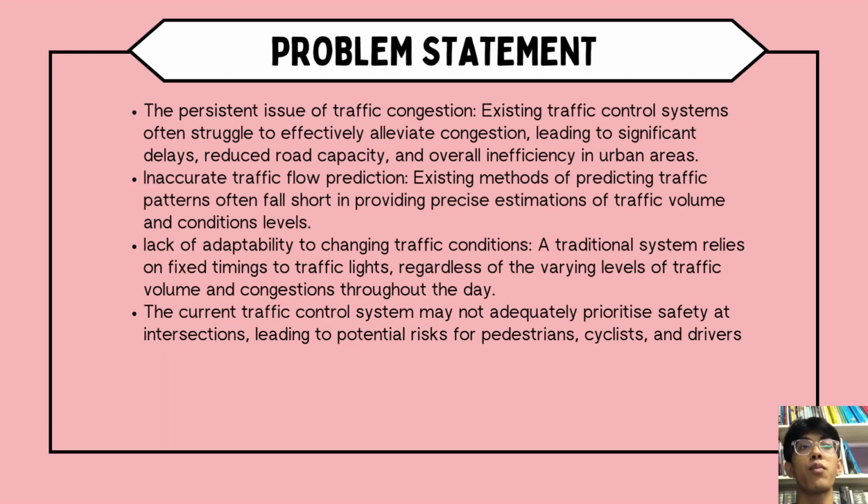For problem statement, to begin with, one of the key problems that necessitate the creation of a traffic control fuzzy logic system is the persistent issue of traffic congestion. Existing traffic control systems often struggle to effectively alleviate congestion, leading to significant delays, reduced road capacity, and overall inefficiency in urban areas. The increasing number of vehicles on the roads, coupled with limited infrastructure expansion, has exacerbated this problem. The traditional fixed timing traffic light fails to adapt to the dynamic nature of traffic conditions, resulting in prolonged traffic jams and frustrated commuters. A traffic control fuzzy logic system can address this problem by continuously monitoring and analyzing real-time traffic data to make intelligent decisions regarding traffic light timings.